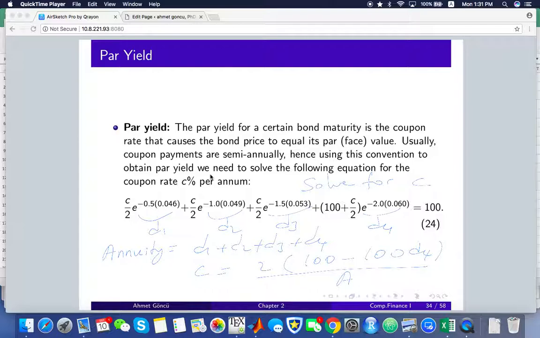And you can solve for C by taking everything on the left side to the right hand side. So you have 100 times the last discount factor, so you have 100 minus 100 times this D4. And in front of C, you have this 1/2, so that can come as multiplication by 2. And in order to obtain C, you divide by this annuity term, which is the sum of the discount factors.